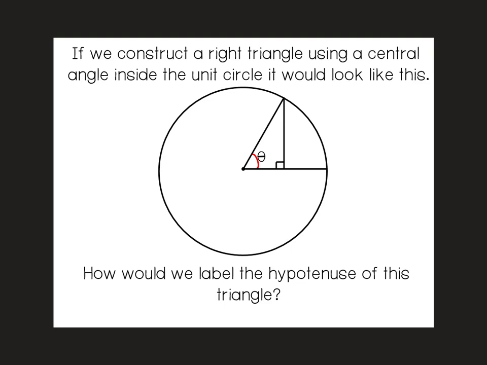So if we construct a right triangle using a central angle, if you forget, central angle is this red one right here. It just means it's formed at the center of the circle. It would look something like this. So I've already drawn it in for you. The first question I ask is, how would you label the hypotenuse? Here's the hypotenuse. It's always the side that's across from the 90-degree angle. And if you look at it, it's really just a radius. So it would be 1.